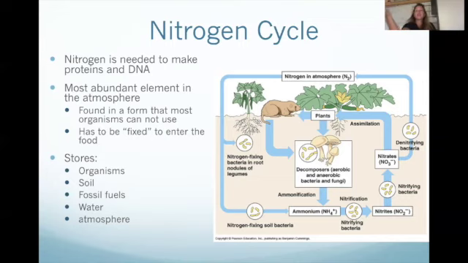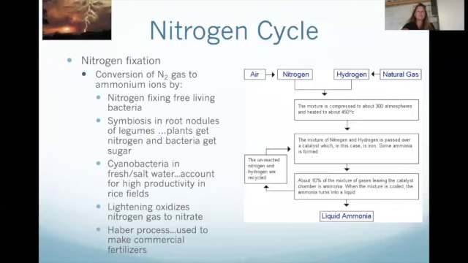Those organisms that fix our nitrogen are usually in symbiotic relationships in the soil, and they're usually with our legumes, so our peas and our beans and stuff. The stores for our nitrogen cycle are organisms, soil, fossil fuels, water, and again, the atmosphere. And here is the picture for your nitrogen cycle. Nitrogen is probably the most complex cycle because it's got all these terms.